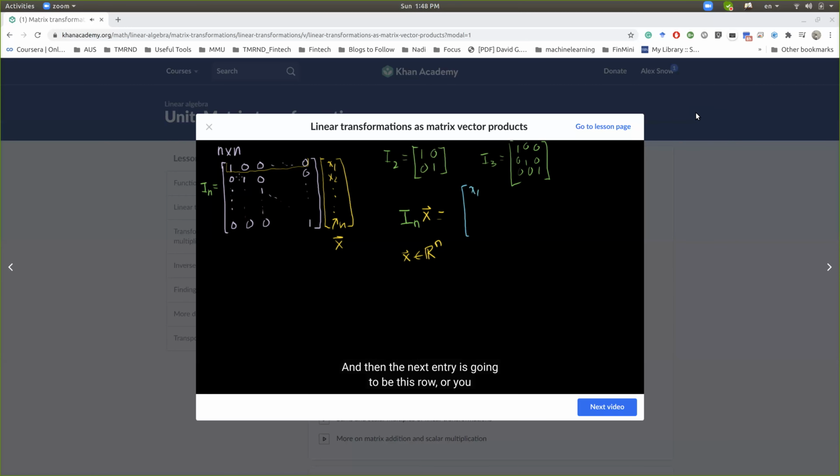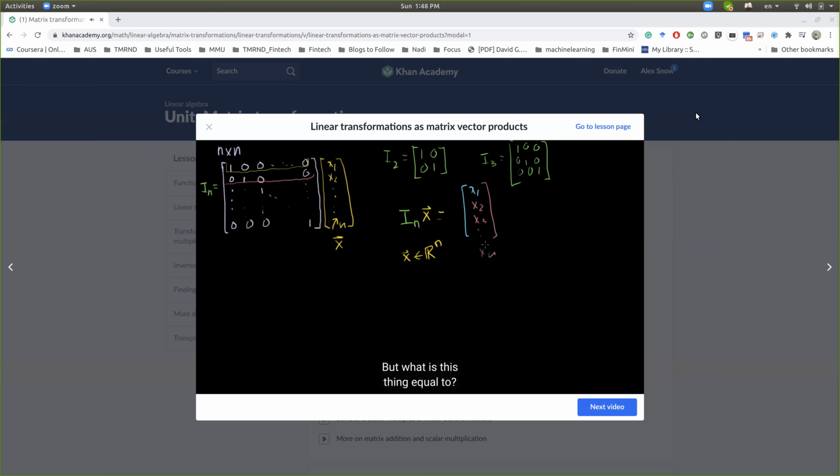And then the next entry is going to be this row, or you could view it as the transpose of this row, dotted with that column. So 0 times x1 plus 1 times x2 plus 0 times everything else. The only non-zero term is the 1 times x2, so you get an x2 there. And then you keep doing that. What are you going to get? You're going to get an x3 because the only non-zero term here is the third one, and you're going to go all the way down until you get an xn.